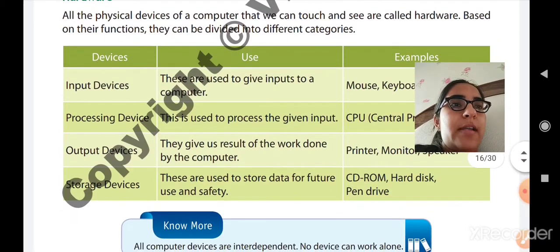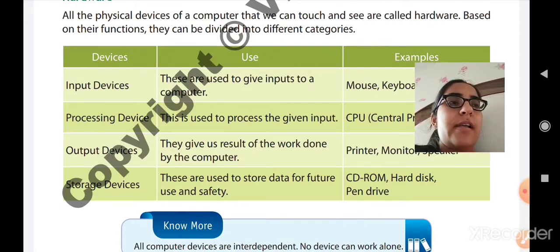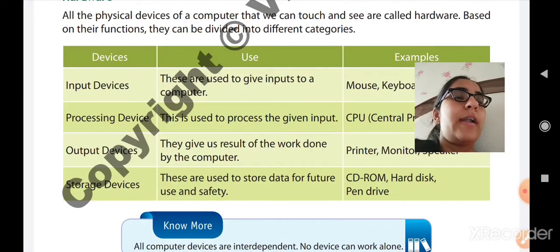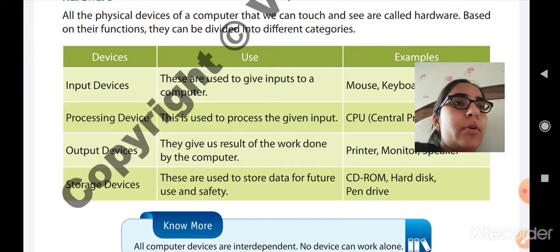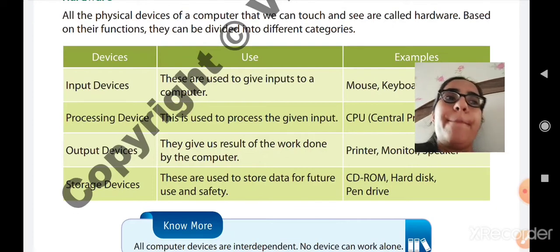Now storage devices. They are used to store the data for future use and safety. Whenever the user gives the input, do you know where the data is stored? Like a human being, we can store everything in our brain. So a computer's brain is known as memory. A computer stores the data for further use in its memory. So which are the examples of storage devices? CD-ROM, DVD, hard disk and pen drive.